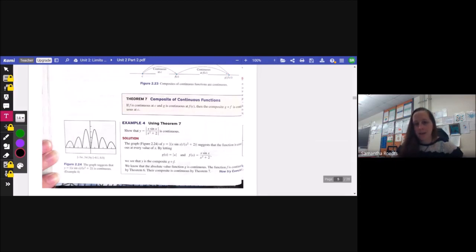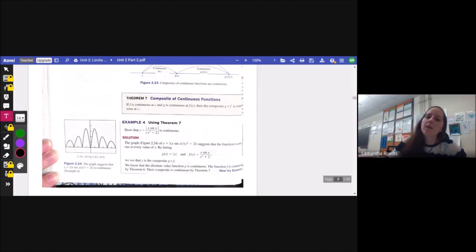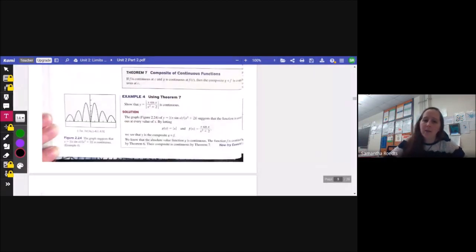Okay. So if f is continuous and g is continuous, then the composite is continuous at that specific point. So using theorem 7, the composite of continuous functions theorem, I need to show that y equals the absolute value of x sine of x over x squared plus 2 is continuous. So here's the thing. This is going to be a continuous function.